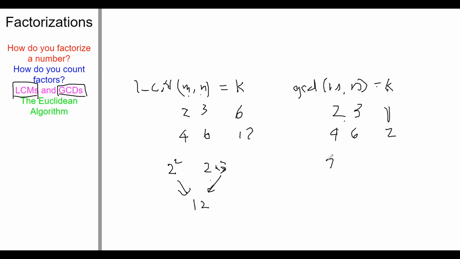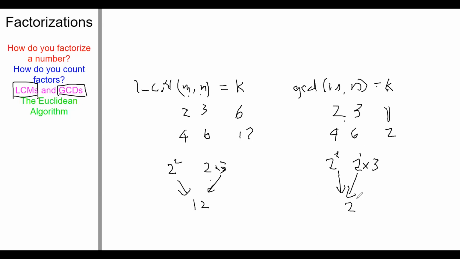GCD works opposite. So 4 is 2 squared, and 6 is 2 times 3. So now we take the lowest exponent from each prime number, right? So that means we take this 2 here, because this is 2 to the 1, it's less than 2 squared. And we take the 3 to the 0 in the 4's factorization. Since there's no 3 there, we just take the 0. And so this leaves us with 2. And so this would be kind of a basic example of how you would calculate them.